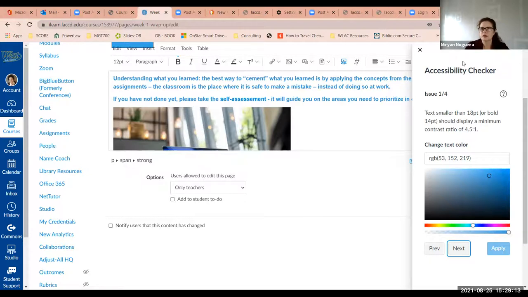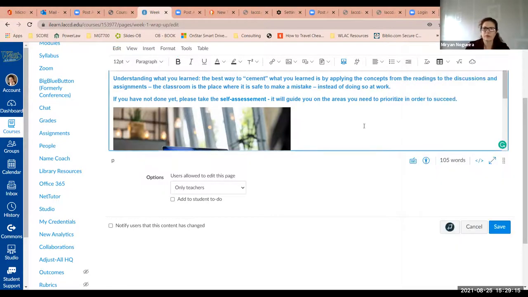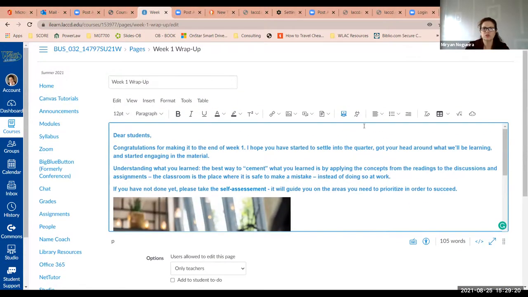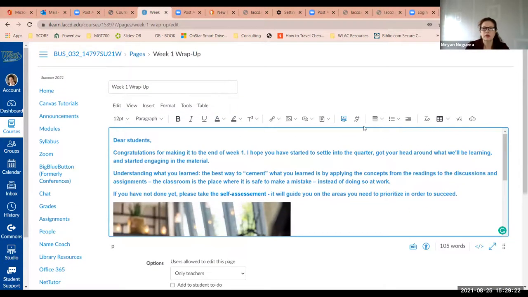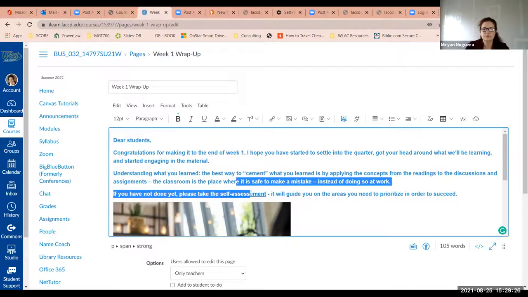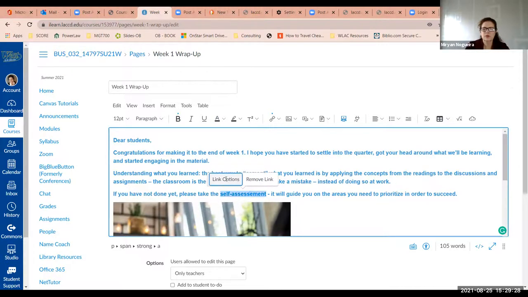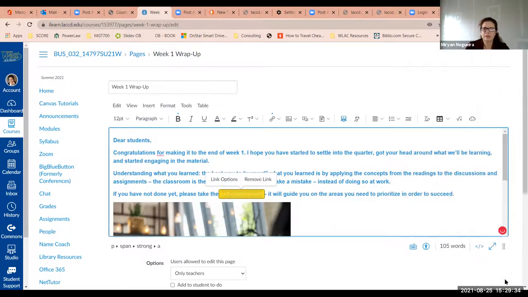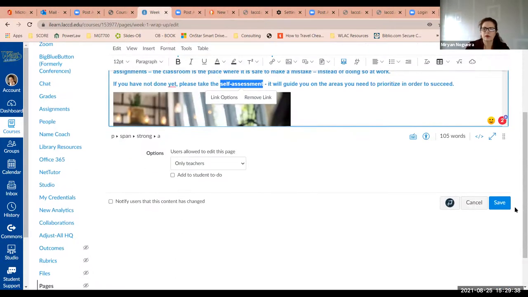Let me see how I can close this. Okay. So every time you finish a page or you finish editing something, make sure you check accessibility. So I go to link options and this is the test. Let's fix the misspelling. There we go. I'll save it for now.